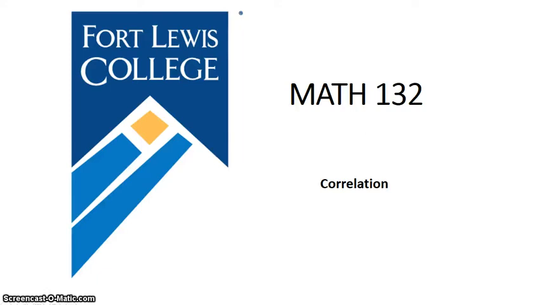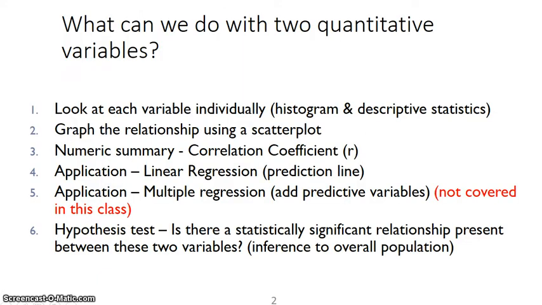In this video, we will look at the underlying concepts behind correlation. Oftentimes in statistics, we are called to look at two quantitative variables. There are many ways we can look at quantitative data, depending on what our goal is. You can look at each variable individually, with a histogram and descriptive statistics, which we've already done.